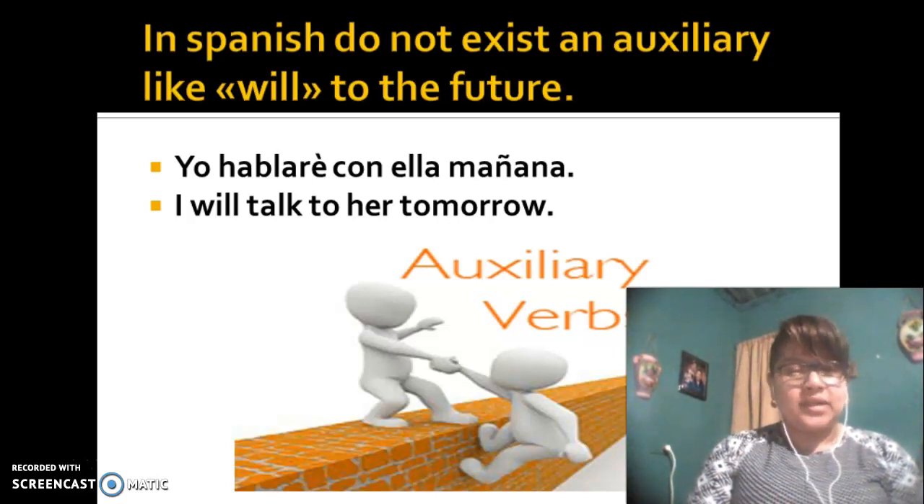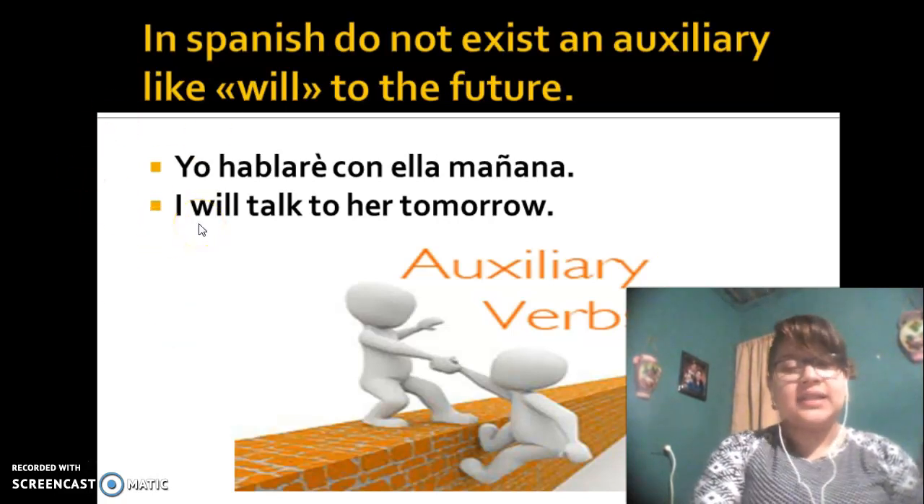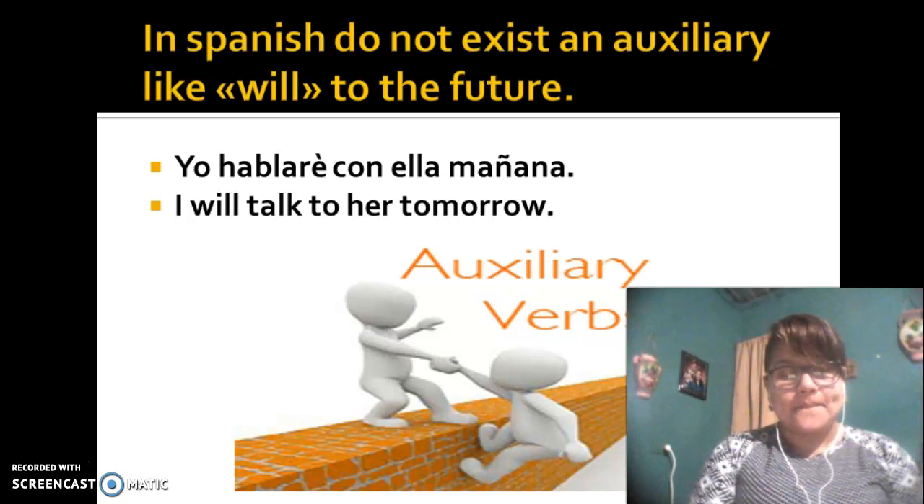Unlike the other example, I will talk to her tomorrow. In this example, we have the auxiliary will. There is a characteristic there: in order to form the future in English, we use the auxiliary will.